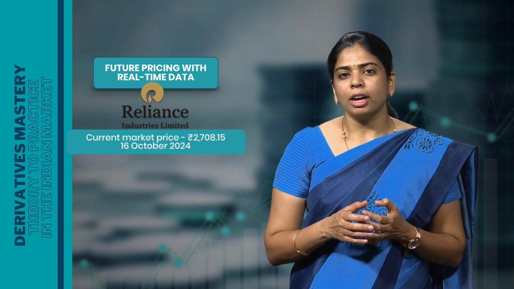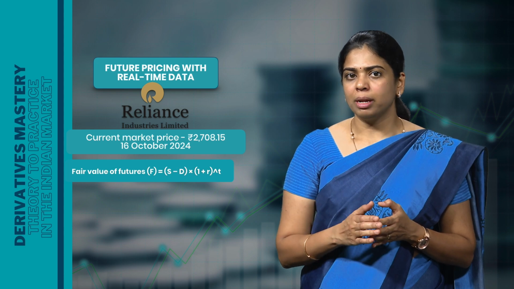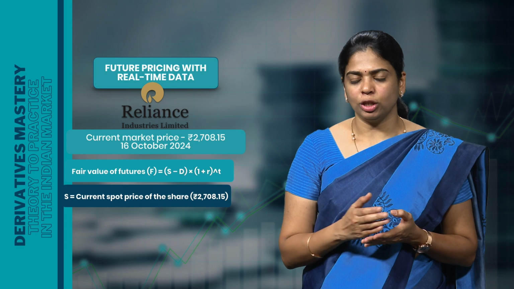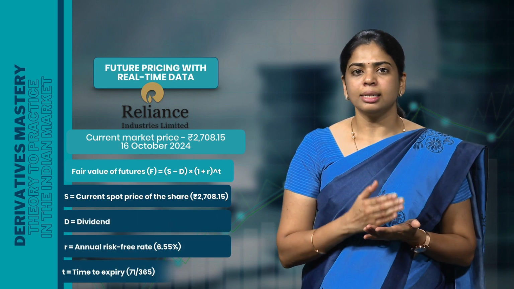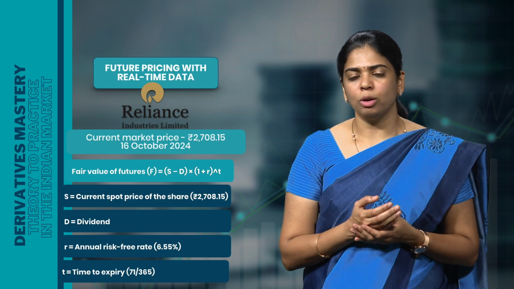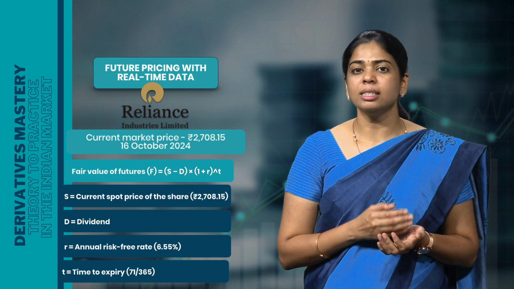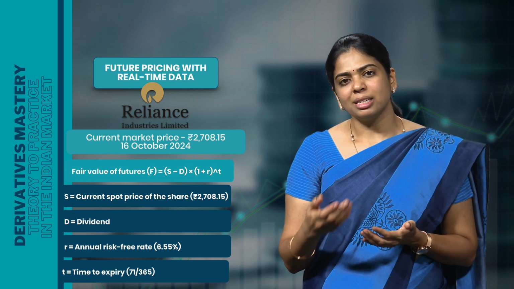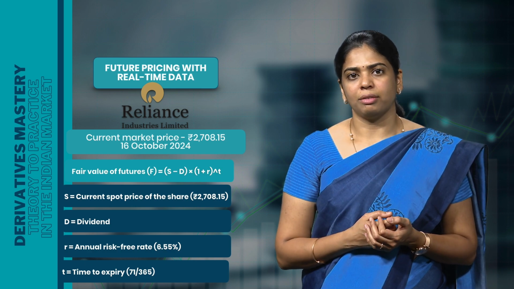To calculate the fair value of the future contract, we use the formula (S minus D) into (1 plus R) to the power T. So S is the current spot price of the share, D is the dividend, R is the annual risk-free rate, and T is the time to expiry. The risk-free rate helps us account for the time value of money. Typically, we use the 364-day T-bill rate, which is currently 6.55% per annum. Since the contract will expire in 71 days, the value of T will be 71 divided by 365.